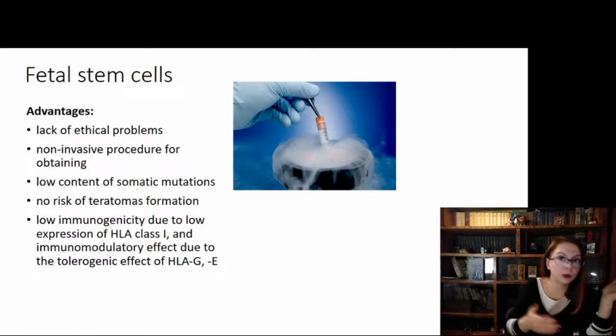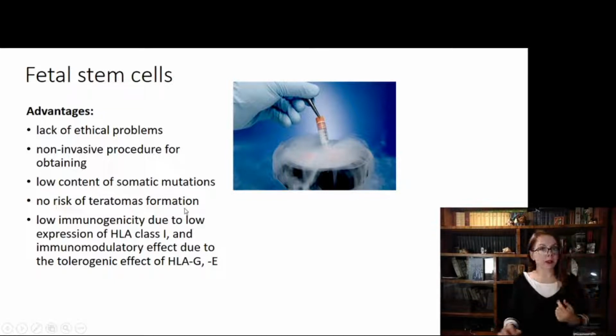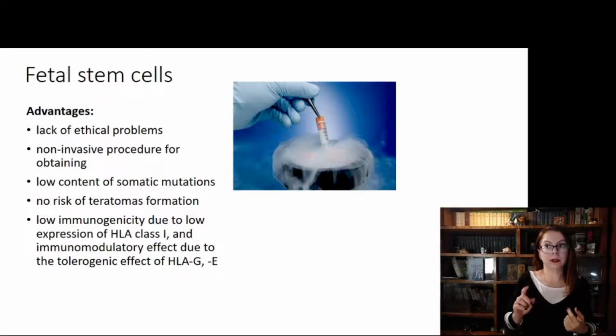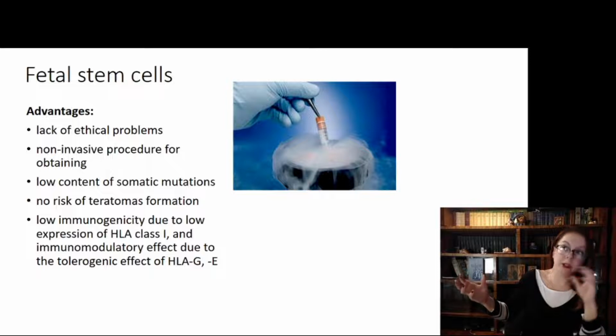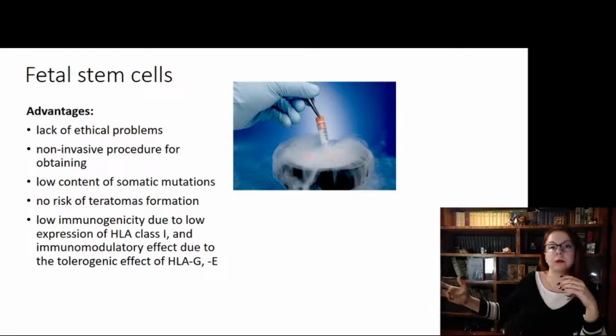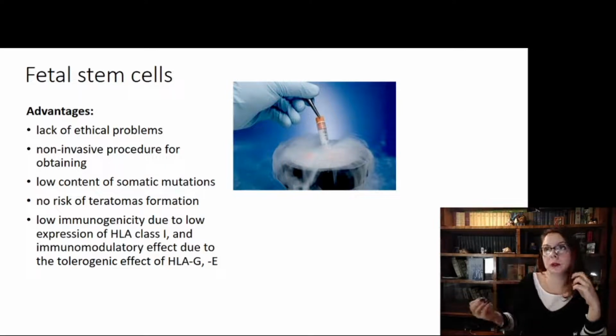In other terms, a newborn organism contains fewer mutations than adults. Then there is no risk of teratoma formation. We know that embryonic stem cells, this is the inner cell mass of the embryoblast. If we take the embryoblast itself and put it in a live organism, in another organism, the embryoblast or embryonic stem cells form teratomas, such a special type of tumors.